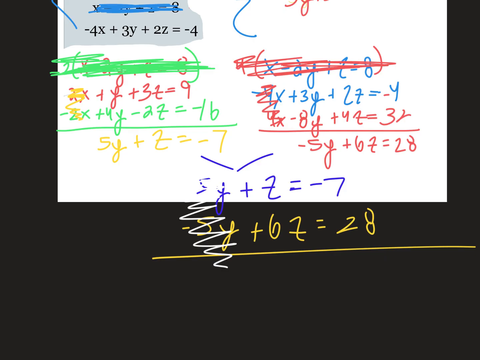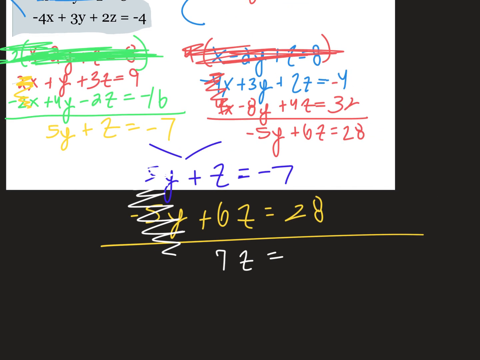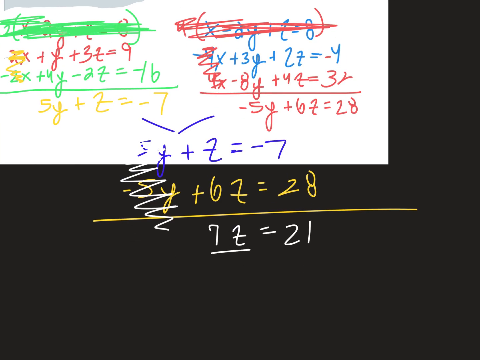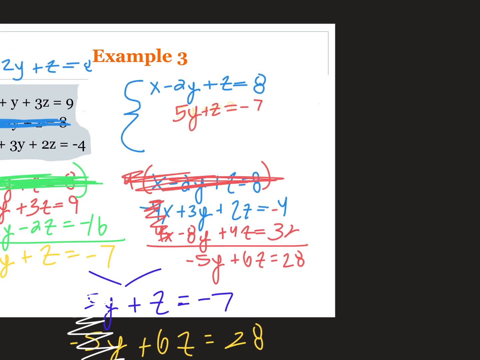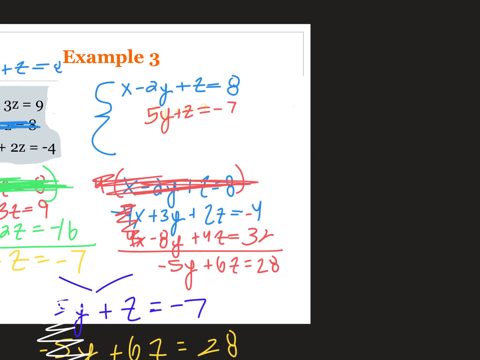Cancel. What's z plus 6z? 7z. What's -7 and 28? What is it? 21? Why did I put the 1 first? And then what do I do to both sides? Divide by 7. So what does z equal? 3. So my last equation right here is z equals 3.